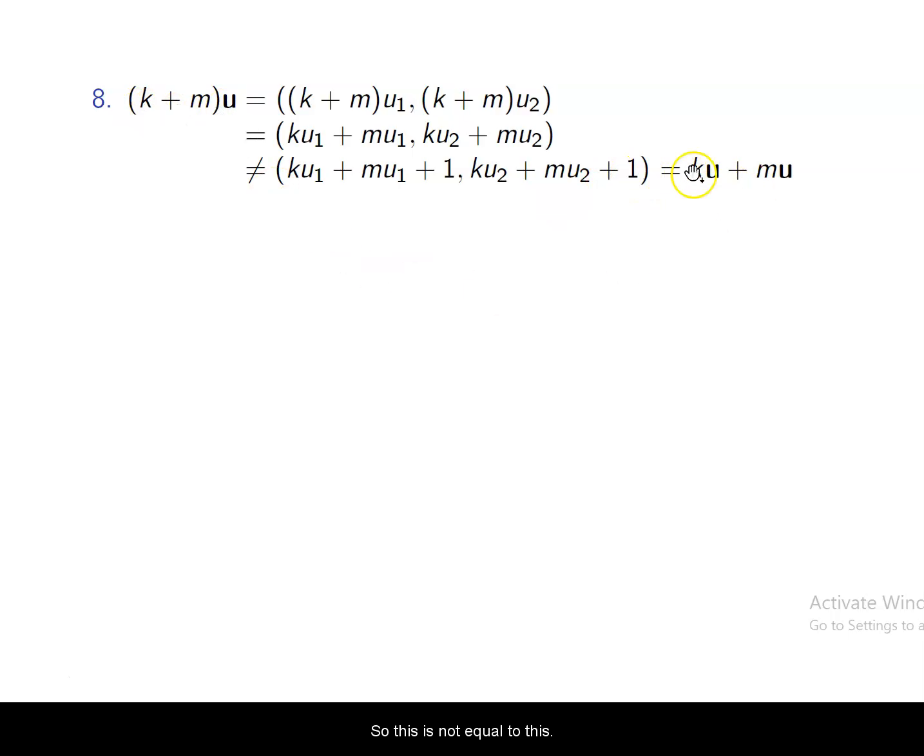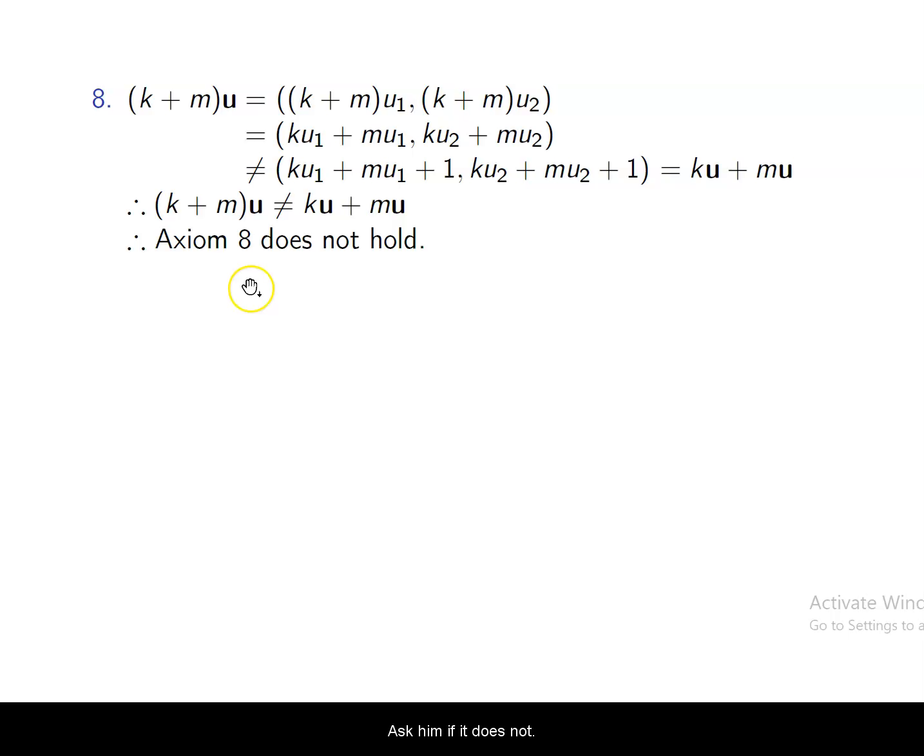So this is not equal to this. Therefore, axiom 8 does not hold. Okay, so there we go. We have two axioms so far that are not holding.